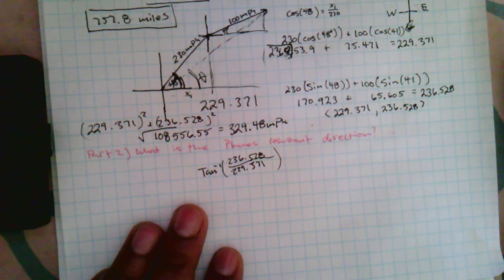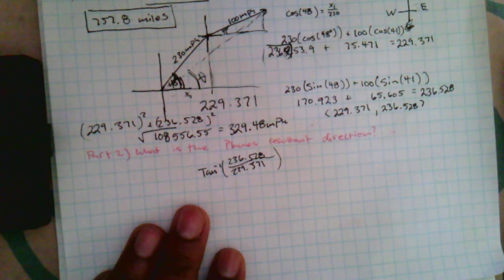So let's go plug that in now. 236.528 divided by 229.371.